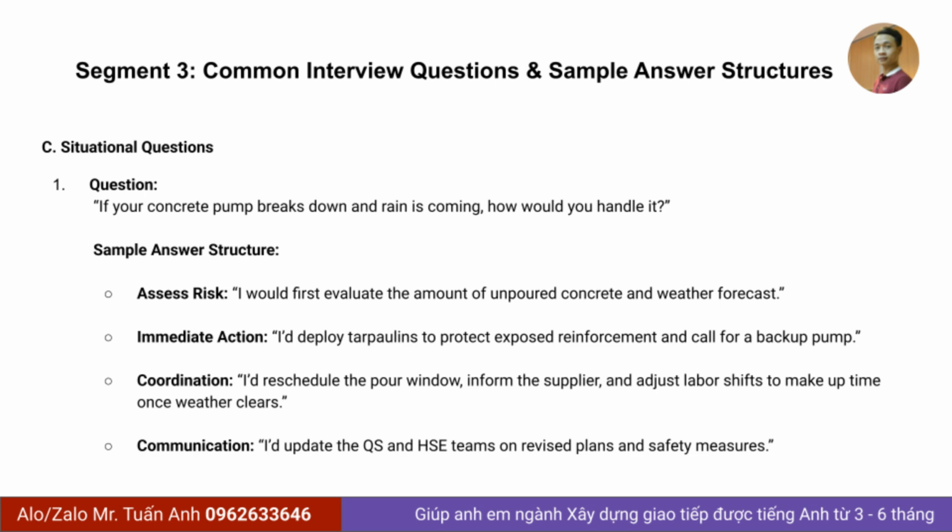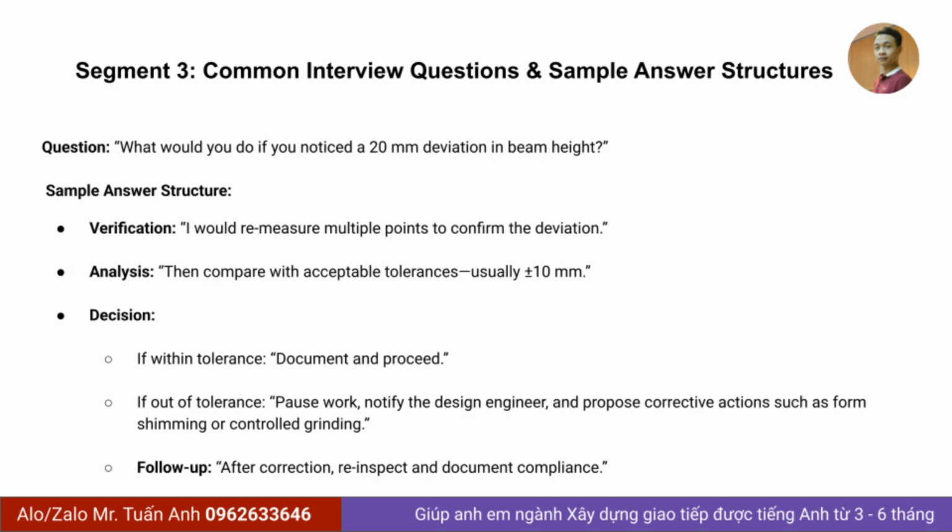Coordination. I'd reschedule the pour window, inform the supplier, and adjust labor shifts to make up time once weather clears. Communication. I'd update the QS and HSE teams on revised plans and safety measures. Question. What would you do if you noticed a 20 millimeters deviation in beam height?